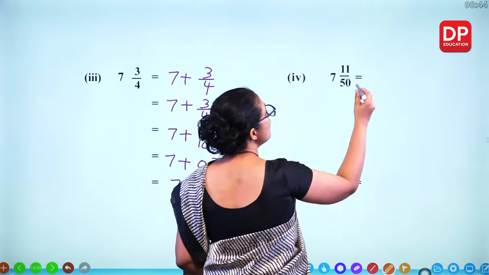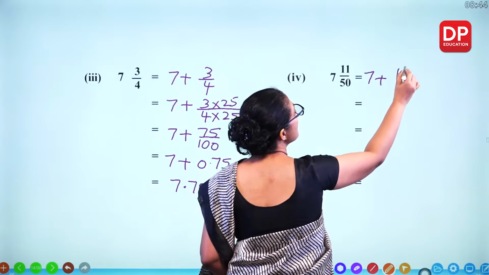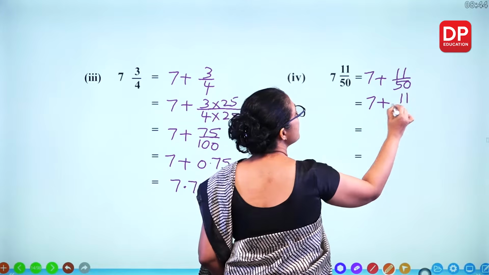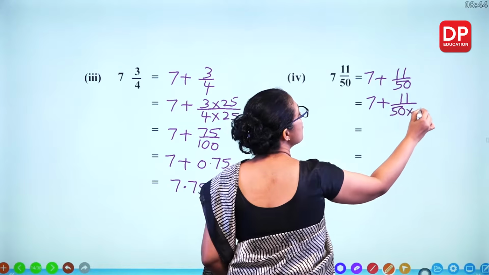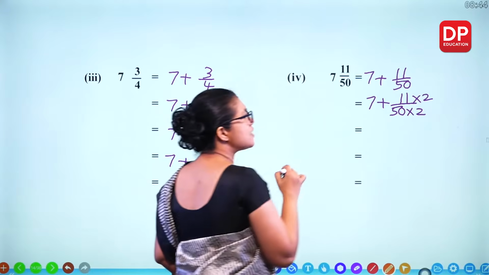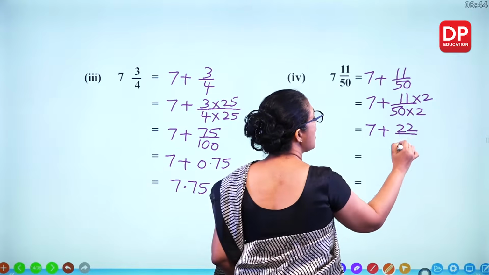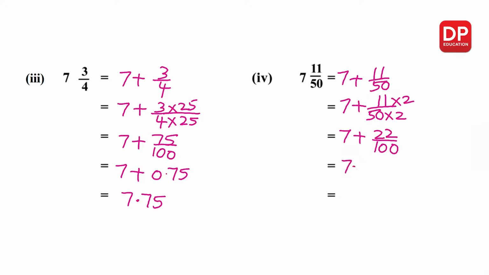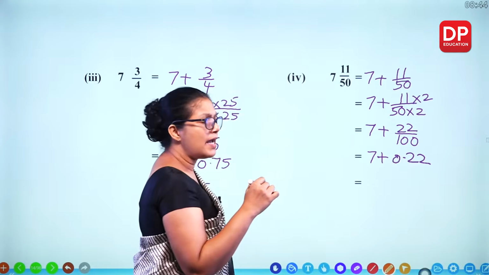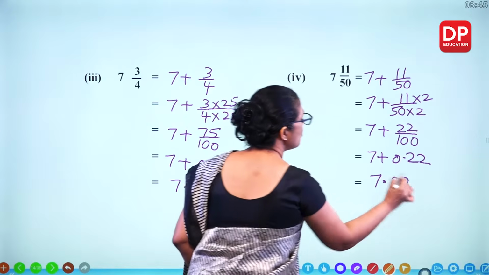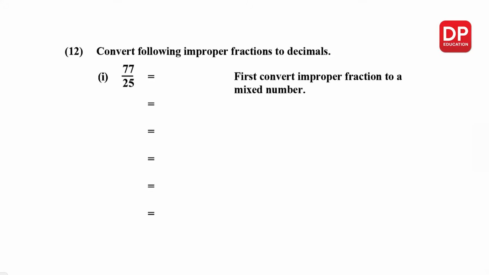7 and 11 over 50. This is 7 plus 11 over 50. We can convert to 100. Multiply both the numerator and the denominator by 2. So 7 plus 22 over 100. So 7 plus 0.22. 22 divided by 100. So 7.22.